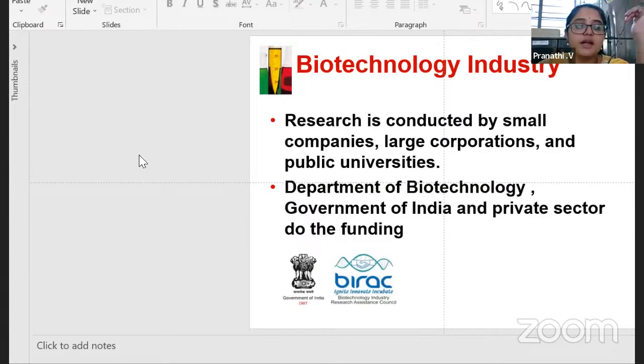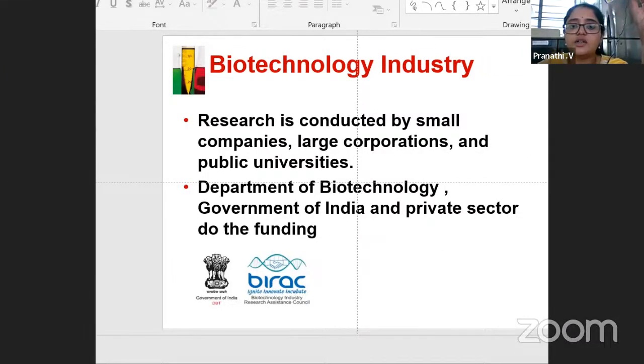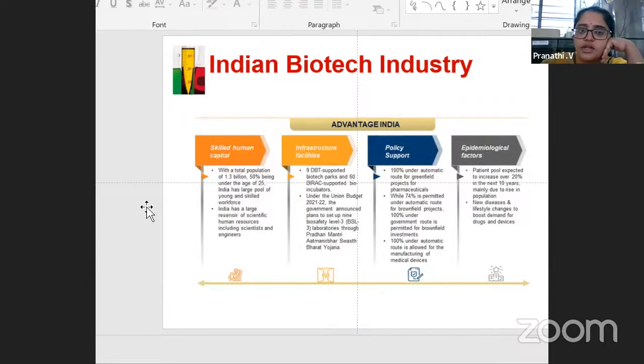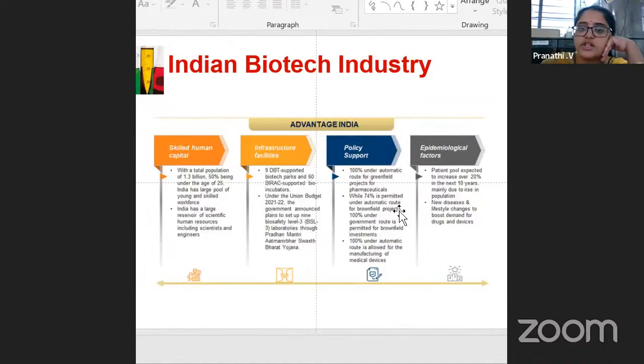When it comes to the industry part, you can produce antibiotics and different kinds of enzymes, all of it. In our country, we have BIRAC, which is the Biotechnology Industry Research Assistance Council. It is known as BIRAC. And then DBT, the Department of Biotechnology, Government of India. BIRAC is for the private sector, DBT is of course government. So you have large corporations, MNCs, all in this biotechnology industry, which is going to focus on health, medicine, food, agri-science. So what is it going to do? Increase skilled human resources, help in infrastructure, different kinds of policies and different kinds of factors, environmental factors.